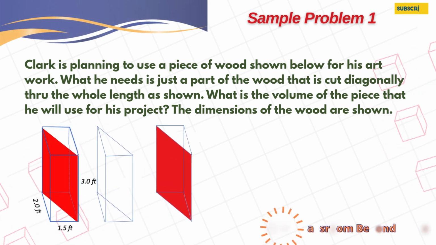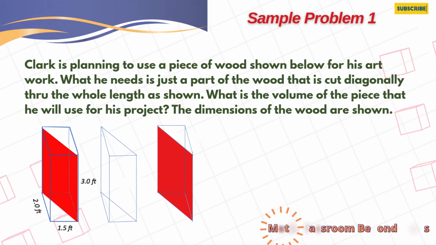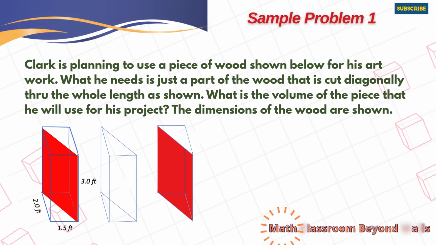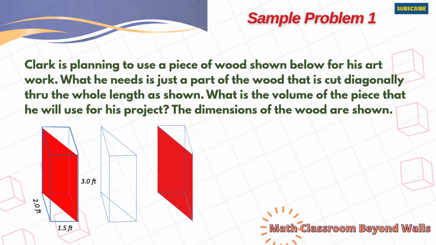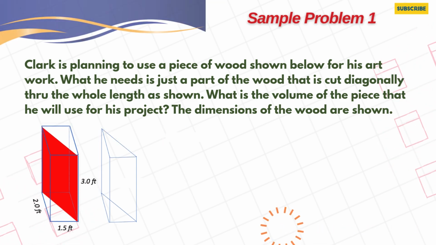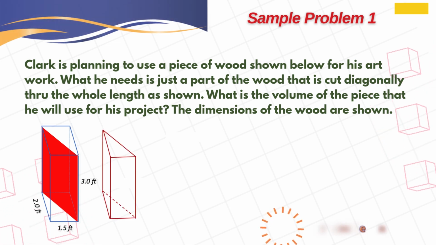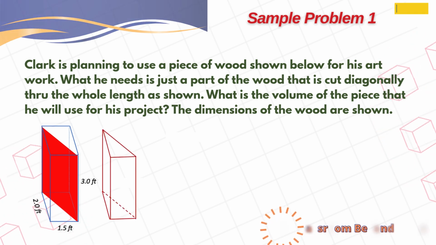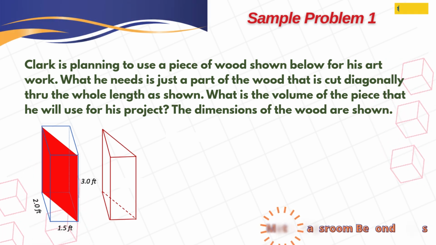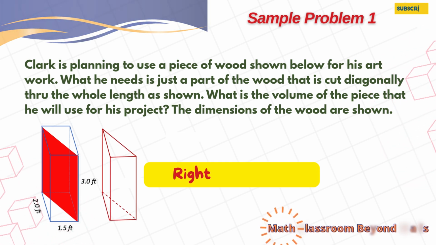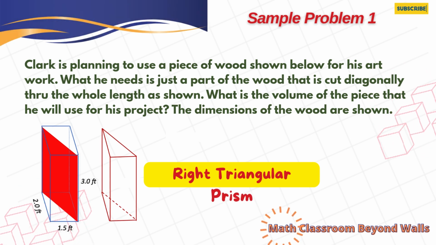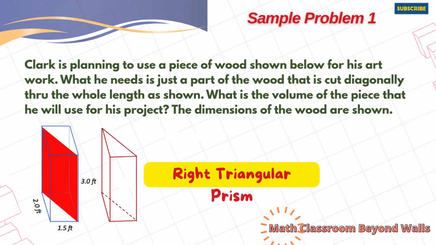Okay, so here are the cut pieces. Clark will only use one of these two pieces that are produced. Now, what type of prism do you think does this cut resemble? You're correct, a right triangular prism. Now, the problem requires us to solve for the volume of this prism.